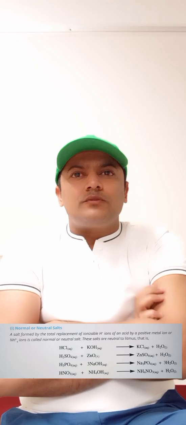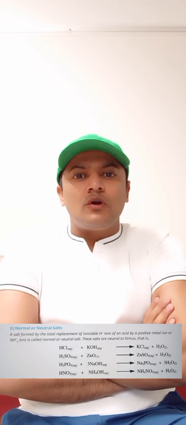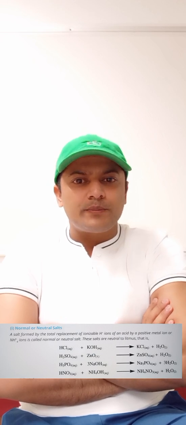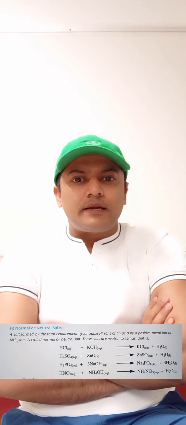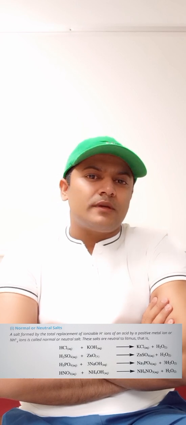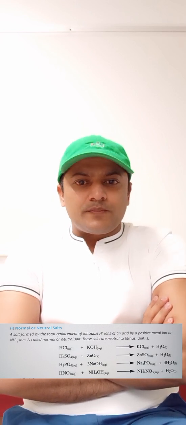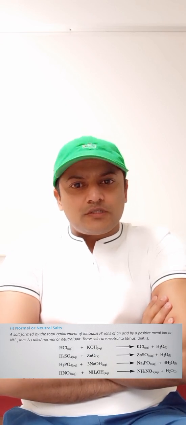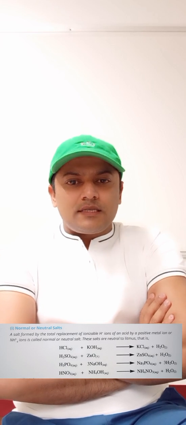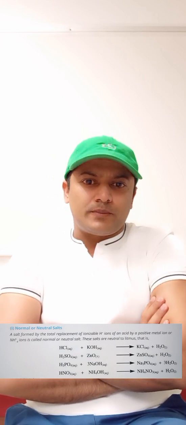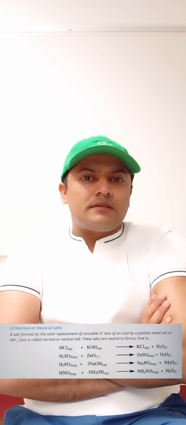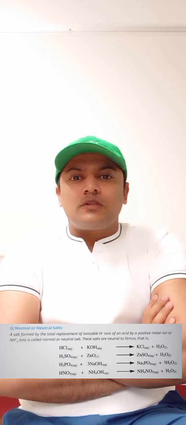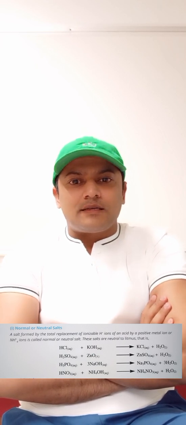So let's talk about the effect of this solution on litmus paper. Basically we have 2 types of litmus papers. It could be a red litmus paper or a blue litmus paper. When we dip both types of litmus papers into the solution, there will be no color change on the litmus paper. As this is a neutralized product, which means its pH is 7, it won't affect the litmus paper in any case.